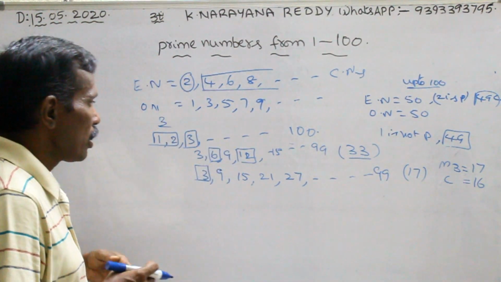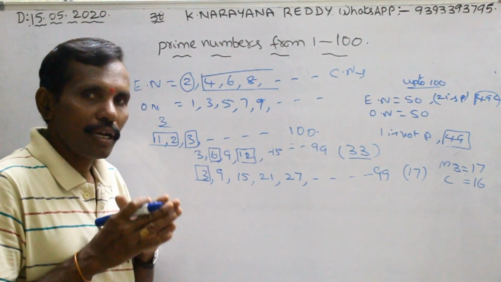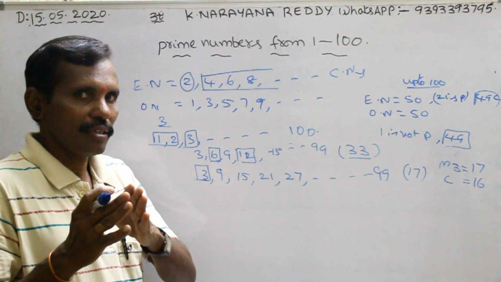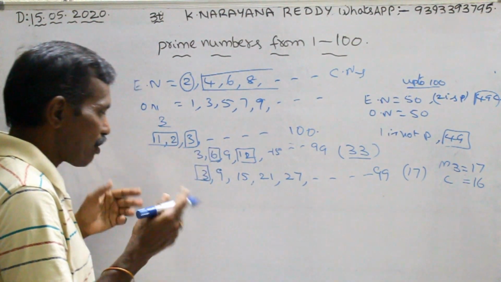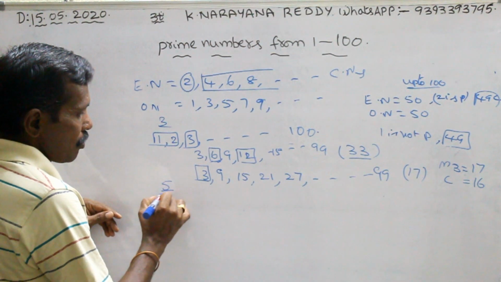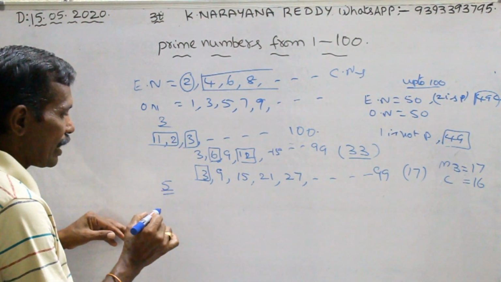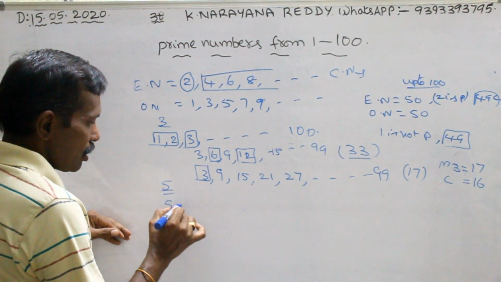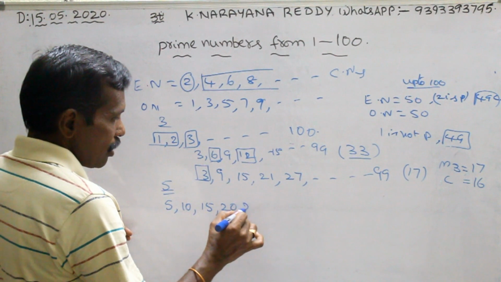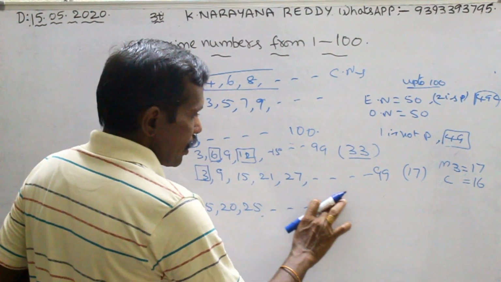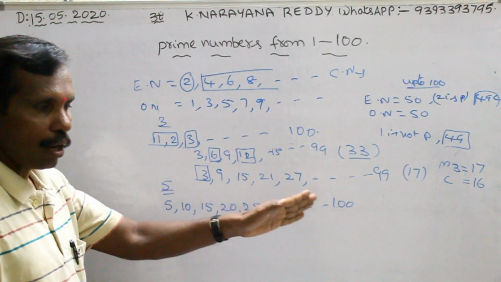Next one, 4. All numbers which are multiplied by an even number get even. That is not what we want, so we leave 4. Now we can take 5. What are the multiples of 5? Let us take 5, 10, 15, 20, 25, up to 100, because these are multiples of 5 up to 100.